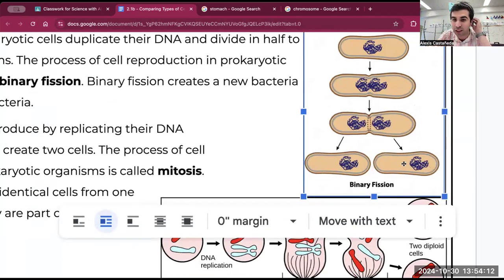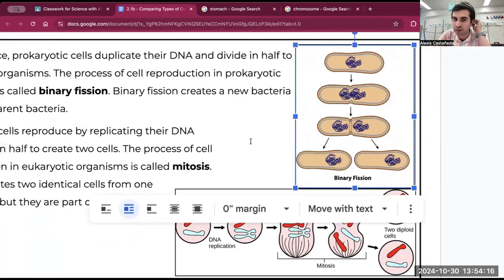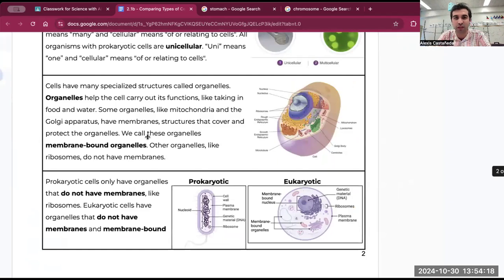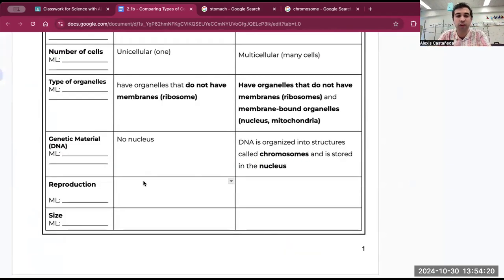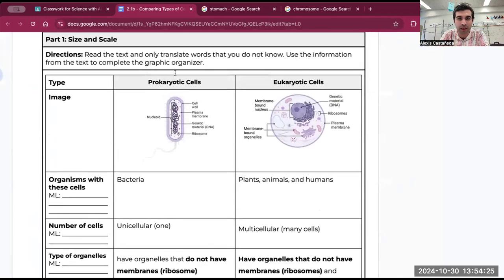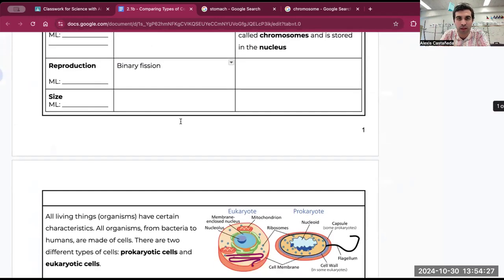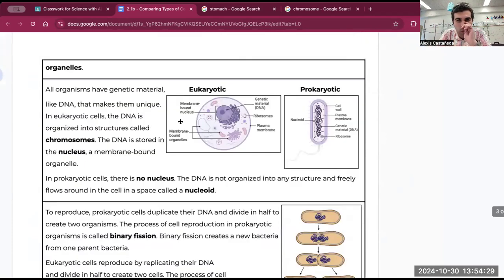So these are now two new bacteria. There are two new organisms. Initially we had one and now we have two. That process is called binary fission. Binary meaning two, fission meaning to split. So binary fission is how prokaryotes reproduce. Okay. What about for eukaryotes?